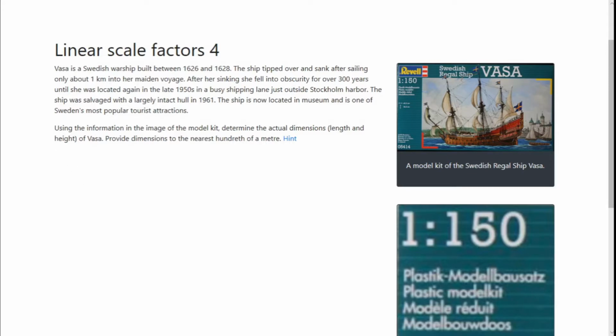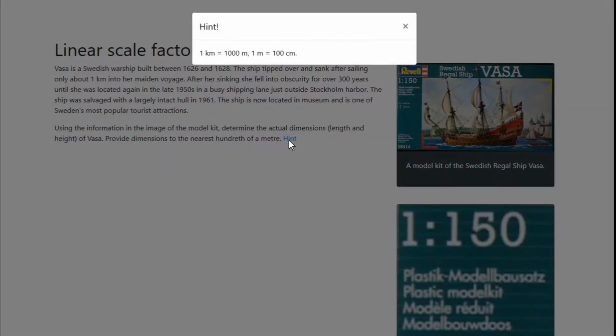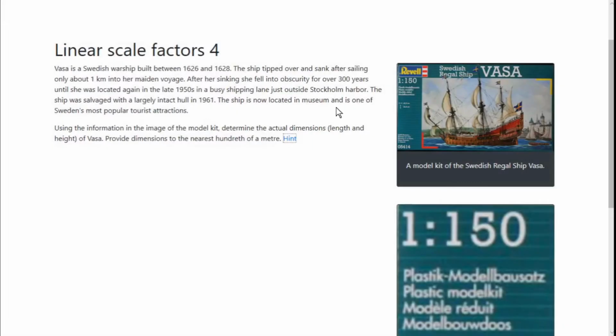Using the information in the image of the model kit, determine the actual dimensions, length and height of Vasa. Provide dimensions to the nearest hundredth of a meter. We have a hint here. If we click on that, it tells us that 1 kilometer equals 1,000 meters and 1 meter equals 100 centimeters. And there will be a conversion we'll have to do here.